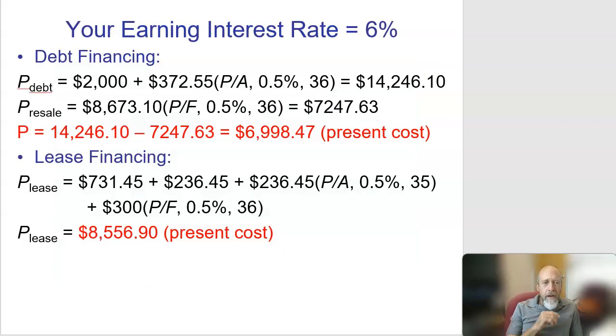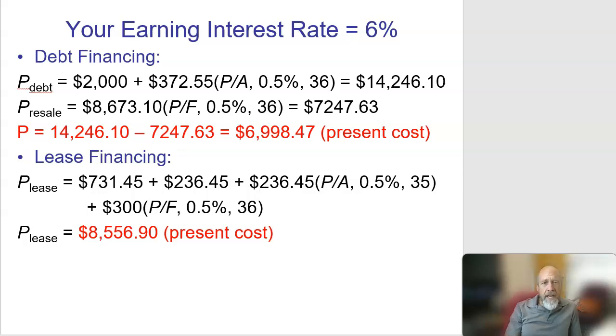Now, coming over here, we can easily calculate the present value if you debt finance. You've got the $2,000 that you paid minute one, and then you've got the $372.55, which is the payments over 36 months. That's a monthly payment, so it's 36 months. It's relatively easy to calculate.